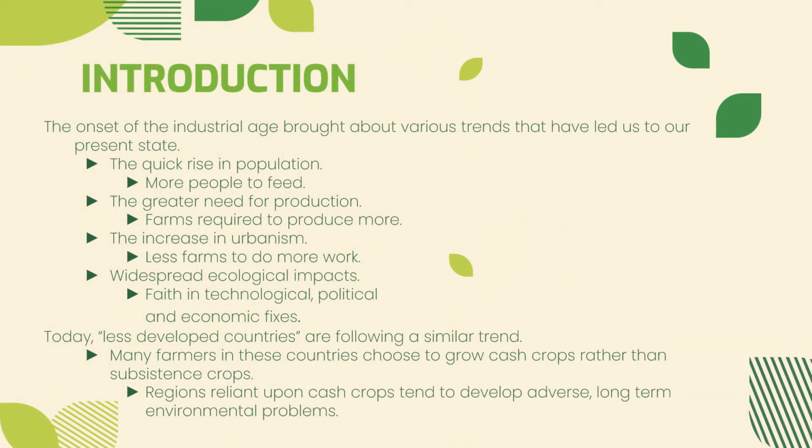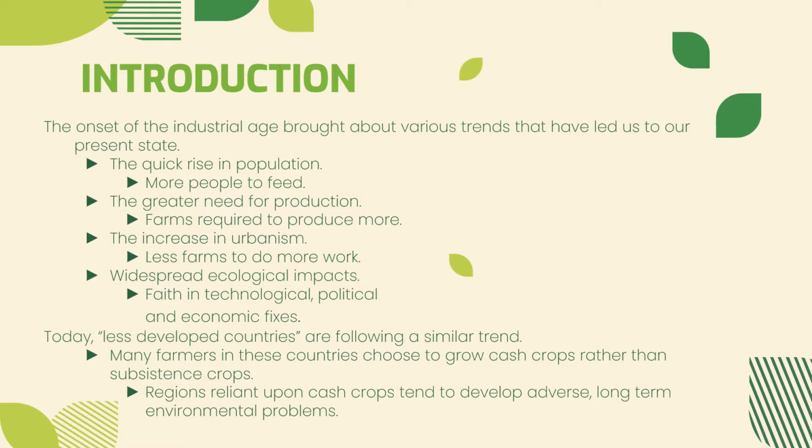to the introduction. With the onset of the industrial age, which occurred in the 18th century, there was rapid modernization and the transfer of people from rural areas to urban cities. So it led to various trends which have led to our present state. So let's see which changes this industrial age brought.